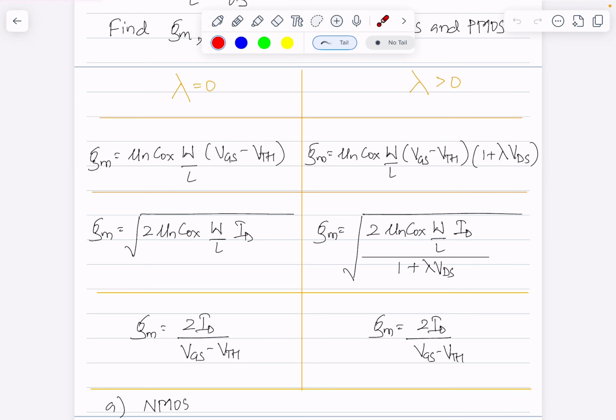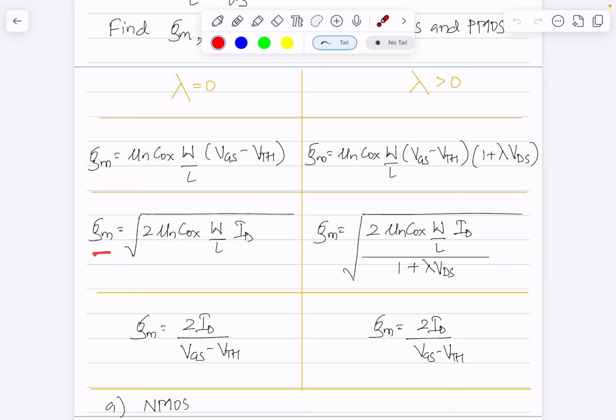Now, there are three standard equations for calculating gm, and here I have listed them for two cases, when lambda equals 0 and when lambda is greater than 0. This is basically neglecting the channel length modulation effect, and this is considering the channel length modulation effect. The first equation goes this way: gm equals mu n Cox W/L (VGS minus VTH), and if you want to include the channel length modulation, you need to multiply it by (1 plus lambda VDS).